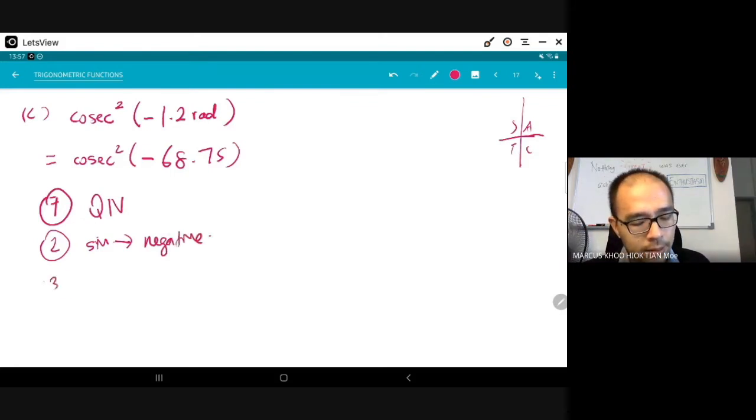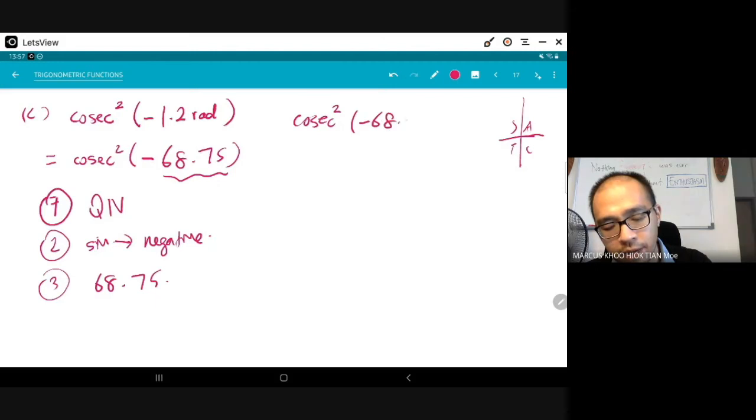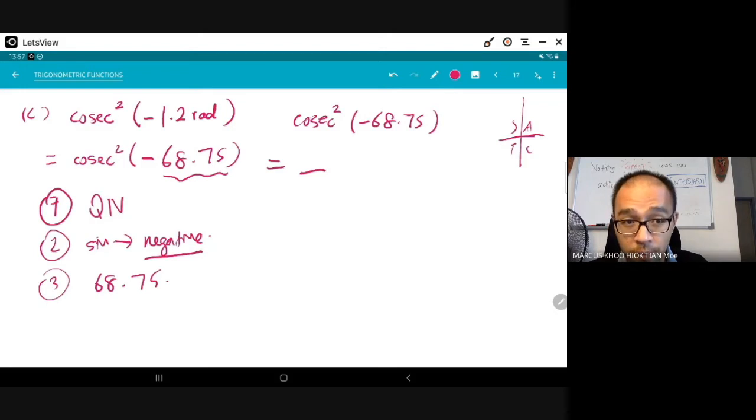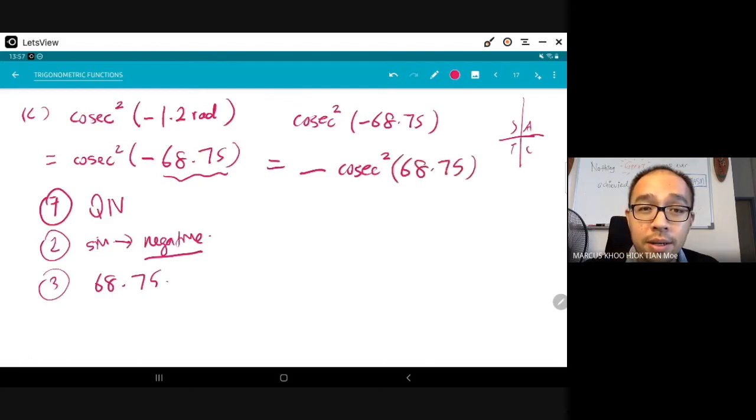Okay, base angle. This one is easy, because the angle is already small. So the base angle is 68.75. Okay, so let's bring this all together. Cosecant squared negative 68.75 is equal to negative, because it's quadrant 4, cosecant squared 68.75. Negative, because we have already identified that the value is negative.